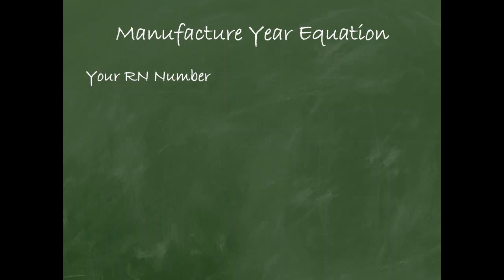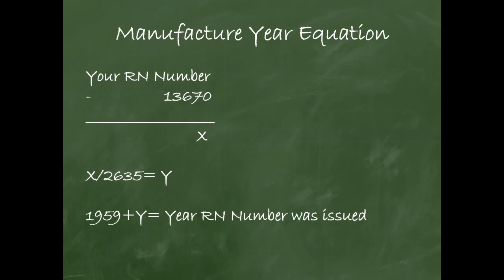It's not necessarily saying that it was made in 1972, but it couldn't have been a dress made in the 60s. So you're going to start off by taking the RN number on your article of clothing, and you're going to subtract 13,670 from this. What this number is, it's the first RN number issued after the WPL numbers were no longer used. This is going to give you X. Now from here, you're going to divide that number by 2,635. And what that number is, the 2,635, that is the average number of RN numbers that were issued per year. That's going to give you Y.